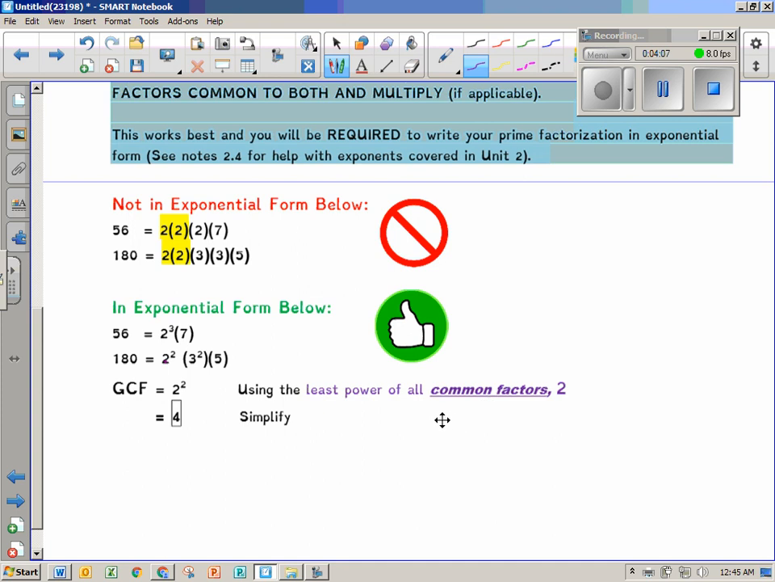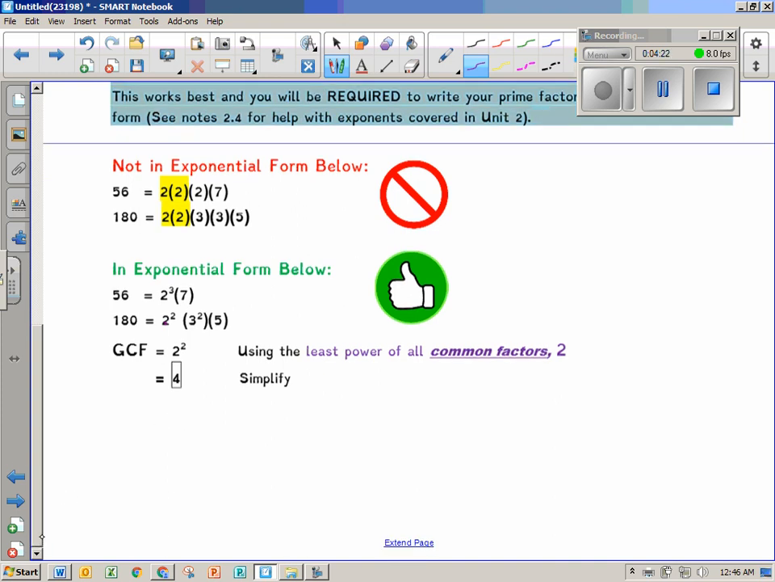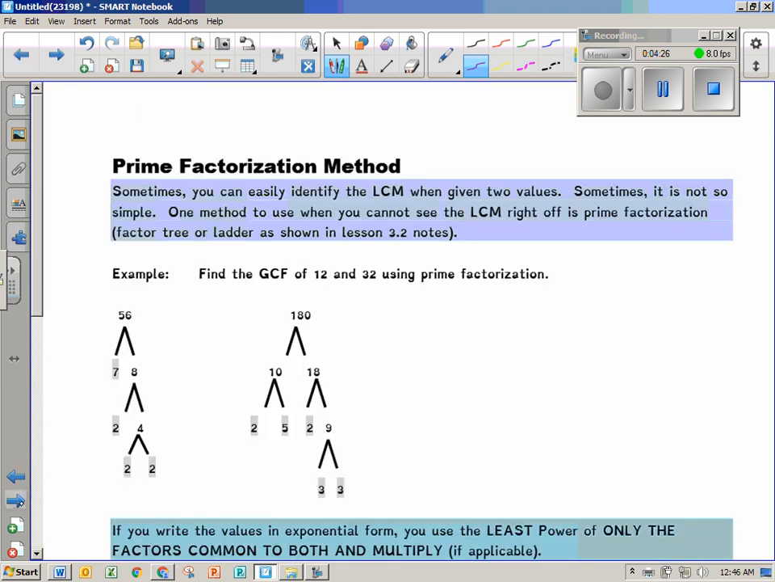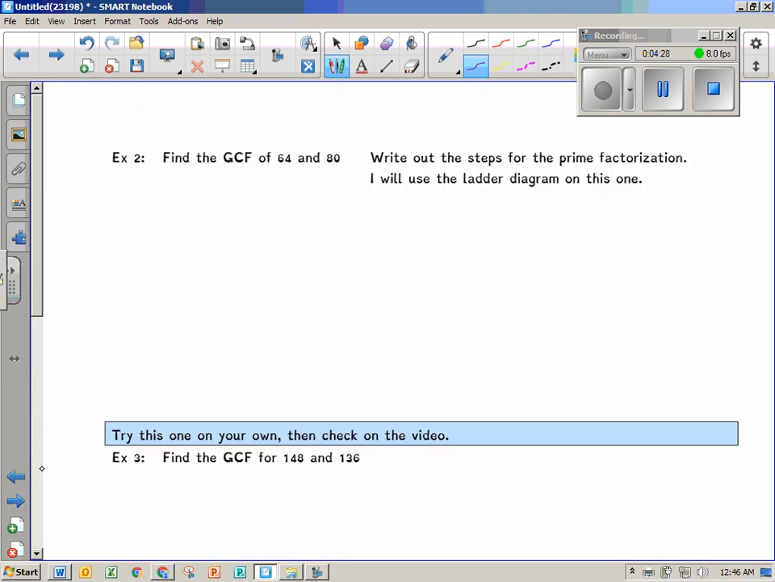there were 2 common factors, 2 times 2, or 2 squared. So you want to simplify. You would not leave your answer as 2 squared for the greatest common factor. And that's all there is to it. So finding the GCF using prime factorization is just going to give you more practice with prime factorization. So you might try this next example number 2 by yourself if you feel super confident. If not, just keep watching along with me on the video.